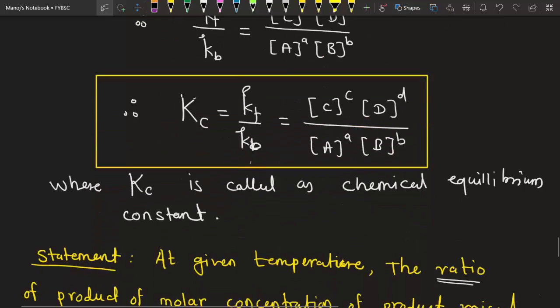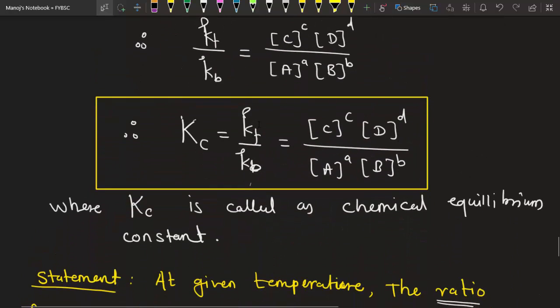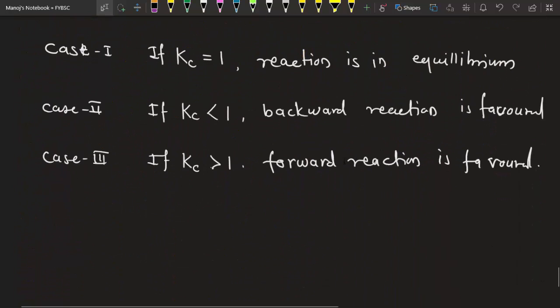Rearrange the equation, then we get this equation. This ratio of Kf upon Kb is nothing but the equilibrium constant, capital Kc. C stands for chemical, which is equal to the product of molar concentration of the products raised to stoichiometric coefficients divided by the product of molar concentration of the reactants raised to stoichiometric coefficients. This is the statement, and these are the three cases.